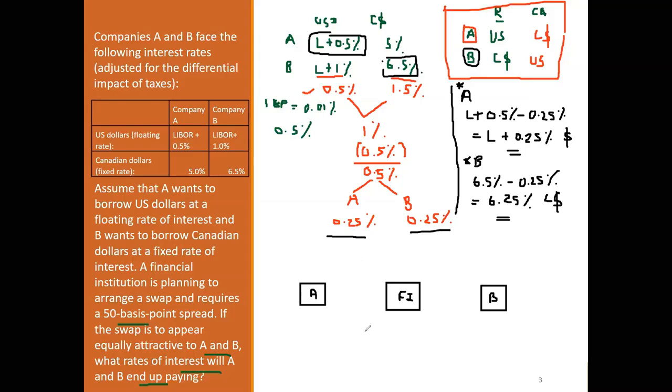If you take A, we know A would borrow from the Canadian dollar market because it has a comparative advantage in the Canadian dollar market. So if A borrows from the Canadian dollar market, its cost would be 5% in Canadian dollars. So A would pay 5% in Canadian dollars to the outside party on the amount that was borrowed.